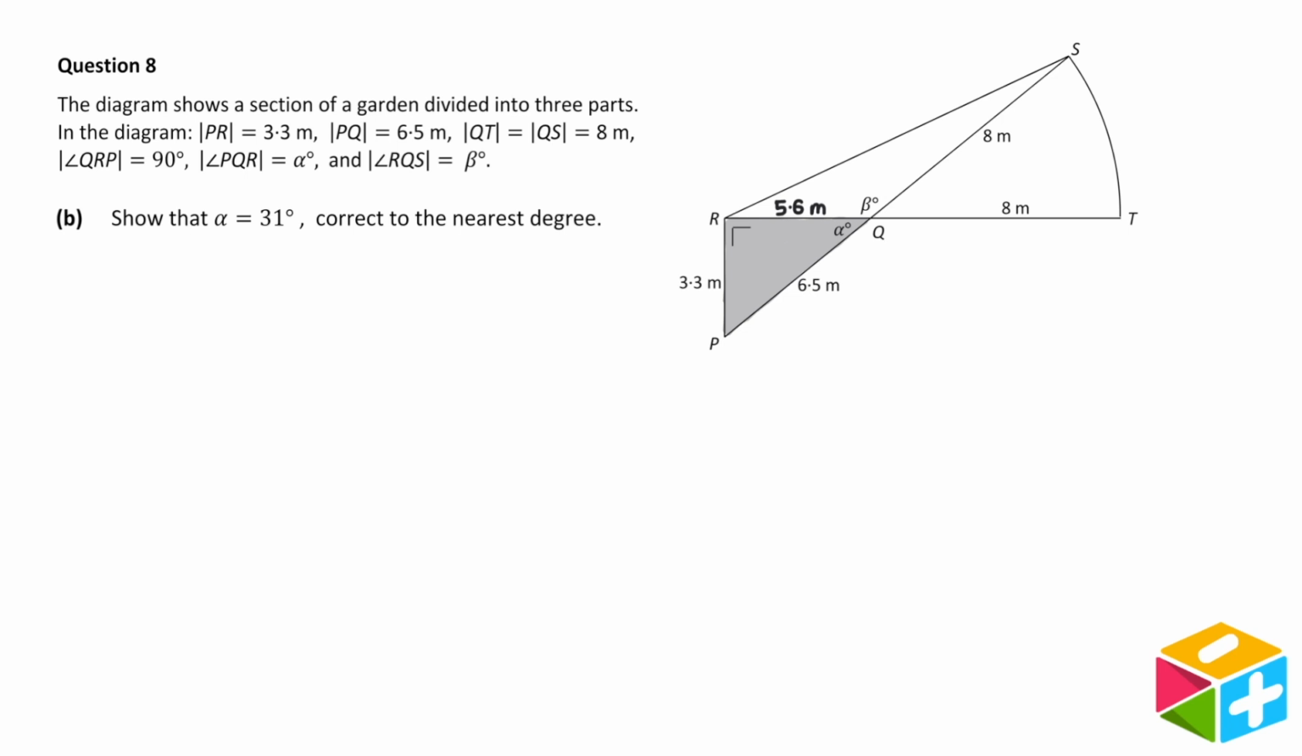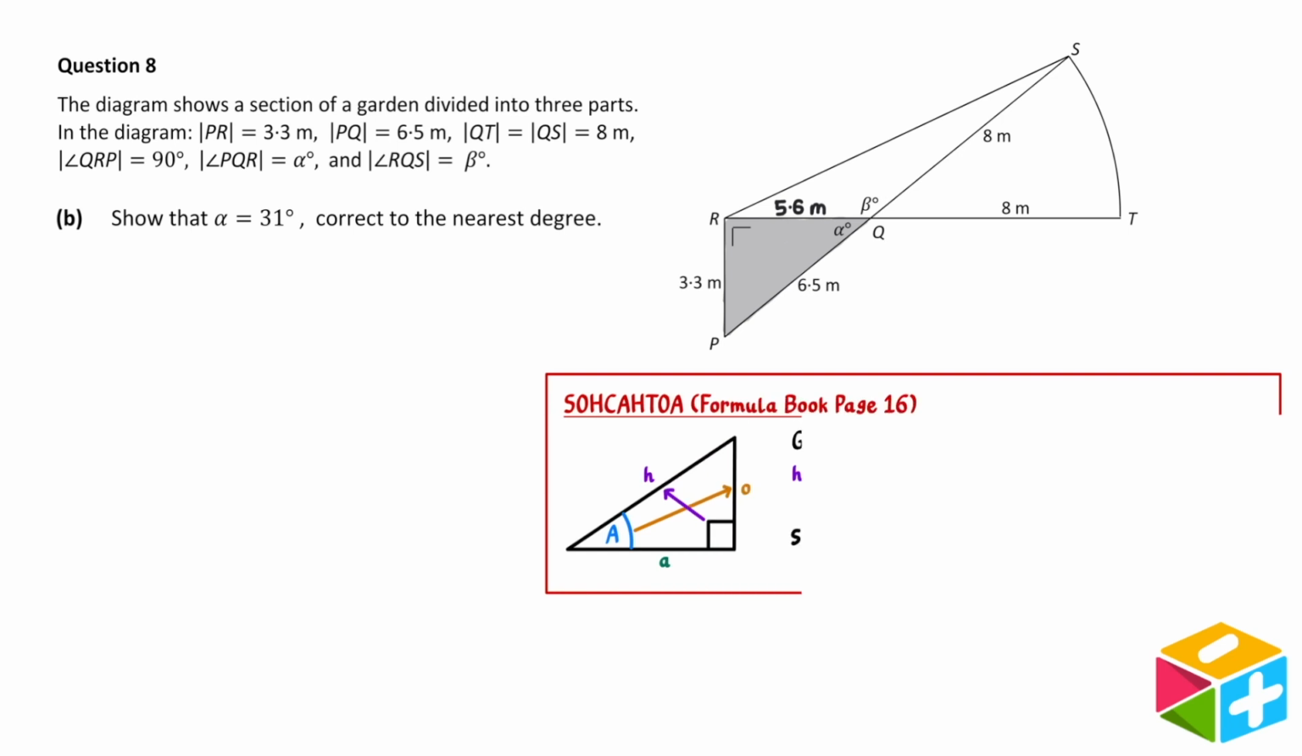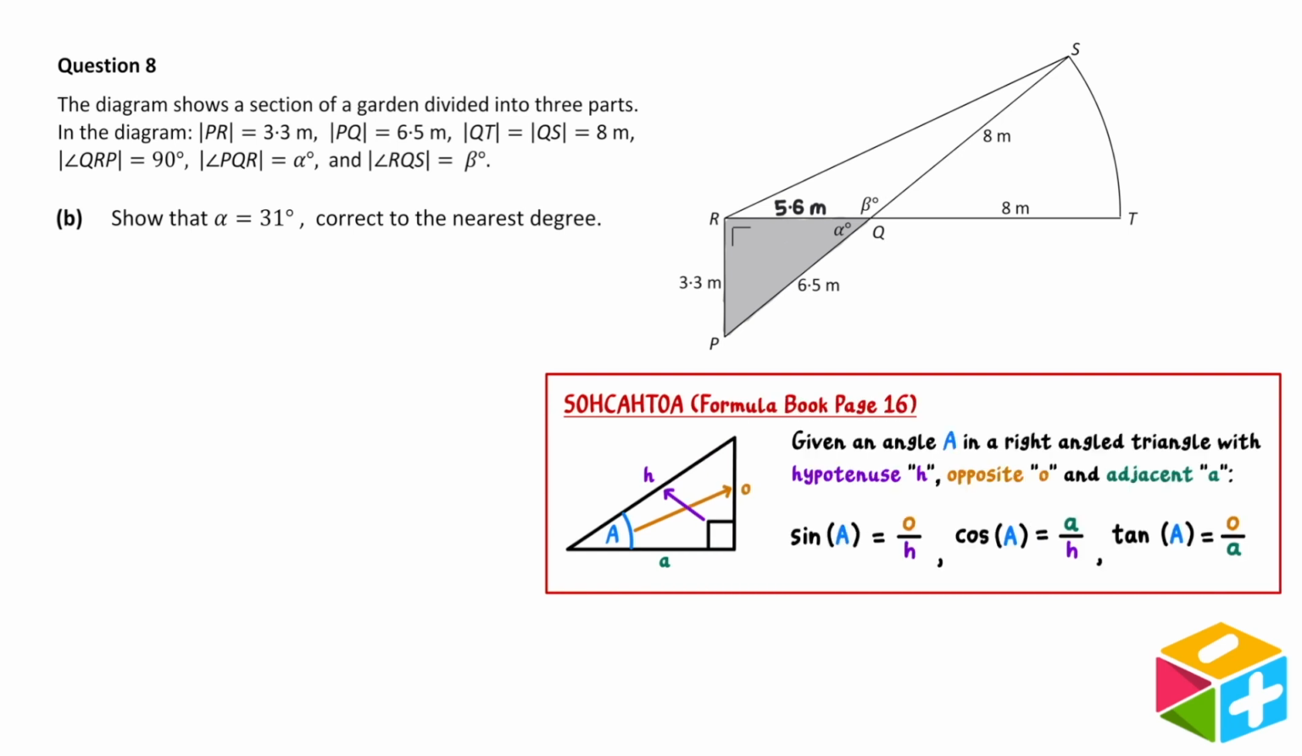The angle alpha appears in a right-angled triangle, RPQ. The SOHCAHTOA result is very useful in this situation. This can be found on page 16 of the formula book, and it says that if we're given an angle A in a right-angle triangle with hypotenuse H, opposite O, and adjacent A, then sine of A is equal to O over H, cos of A is equal to A over H, and tan of A is equal to O over A.